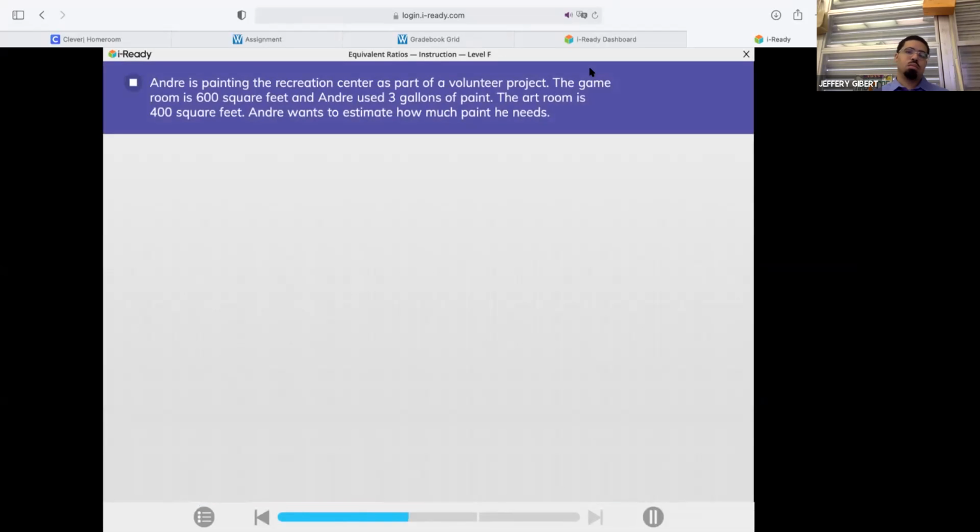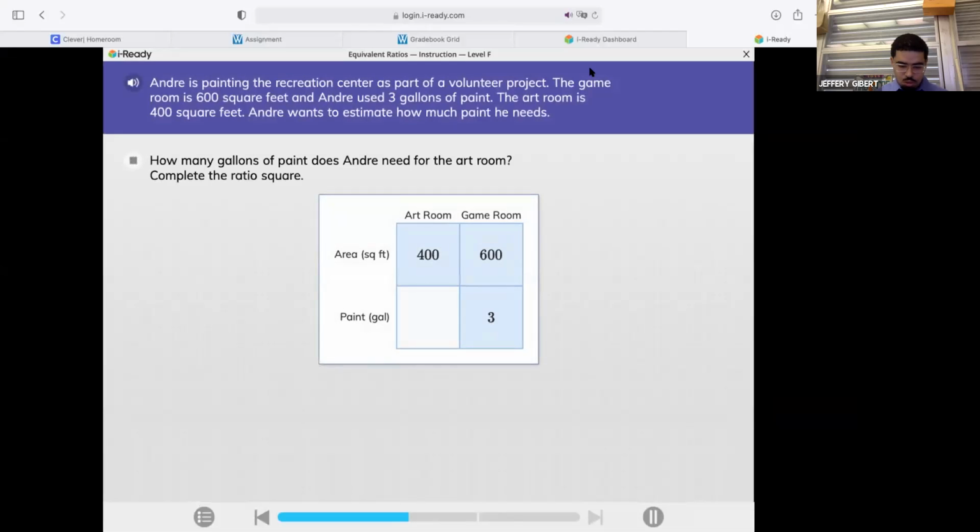Andre is painting the recreation center as part of a volunteer project. The game room is 600 square feet, and Andre used 3 gallons of paint. The art room is 400 square feet. Andre wants to estimate how much paint he needs. How many gallons of paint does Andre need for the art room? Complete the ratio square.